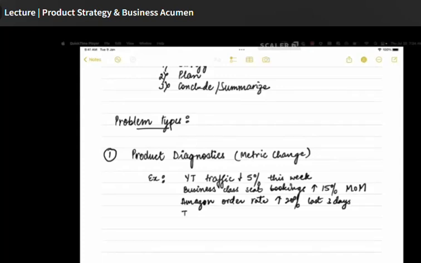Or Instagram, you might have used all of these. Instagram daily active users, people who are coming and using Instagram daily, reduced by 2%, which was not the case earlier. So in all of these there is always a metric assigned: traffic, bookings, order rate, daily active users. Whenever there is a change in a metric and you analyze the cause around it, that's called a product diagnostic problem. Clear, guys? Can you now sense what a metric change question would be if I give you one?